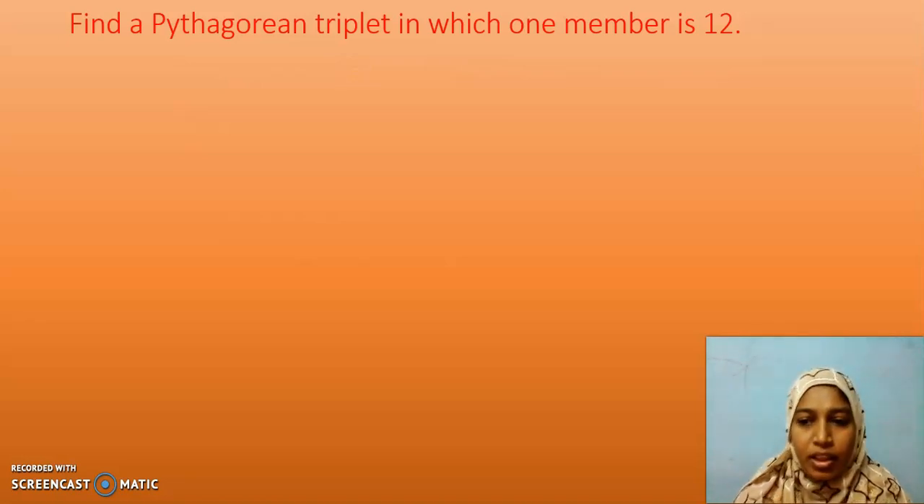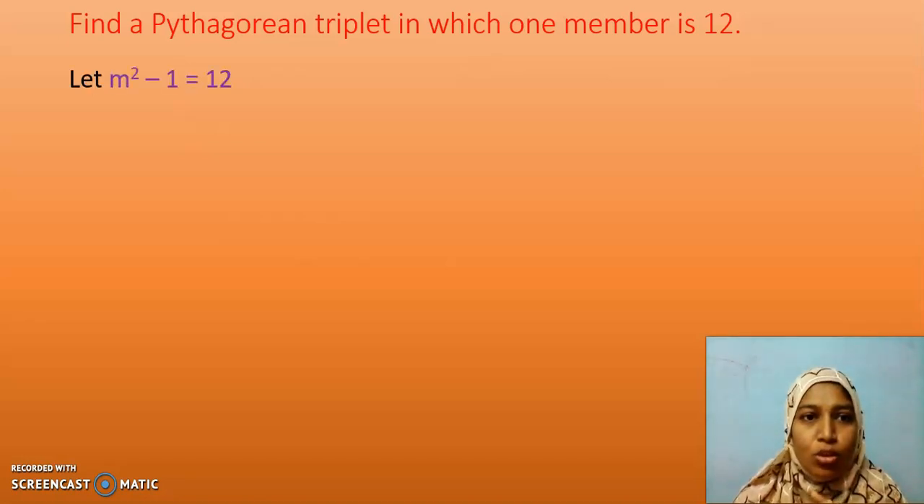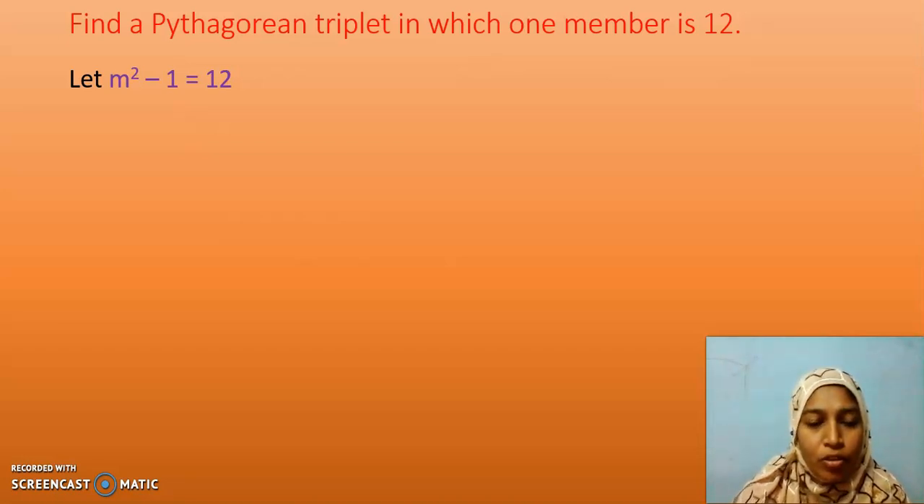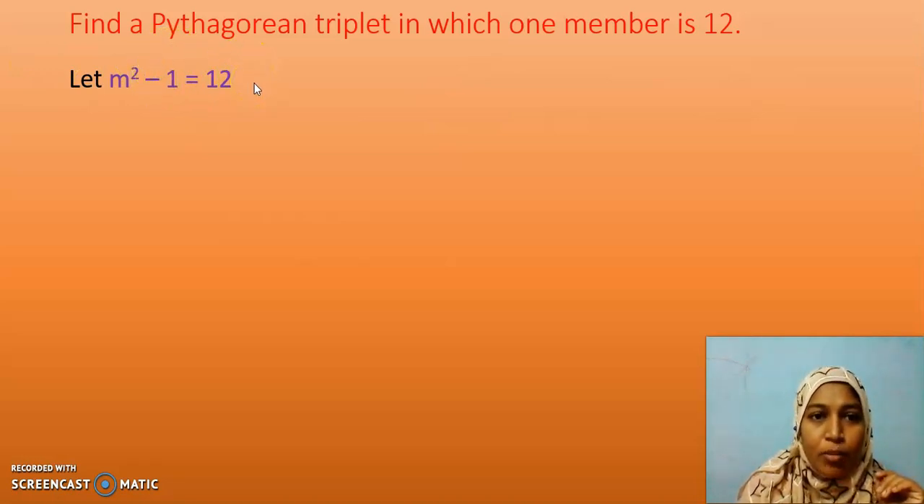Okay, among these three, I don't know what this 12 is to be. Is it equal to 2m, or m squared minus 1, or m squared plus 1? Three options are there to compare this 12 with. So let me begin with m squared minus 1 is equal to 12. Now, if I take this 1 to the right hand side, it becomes 13. 12 plus 1 becomes 13.